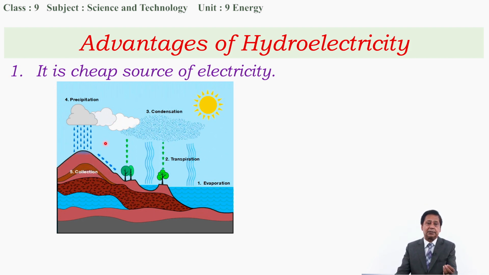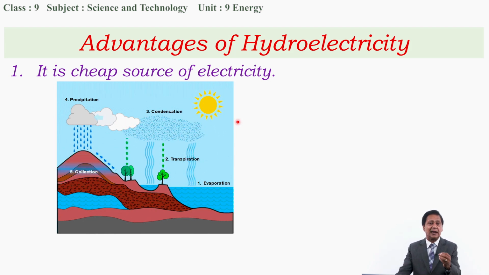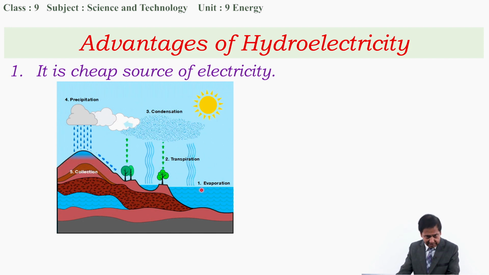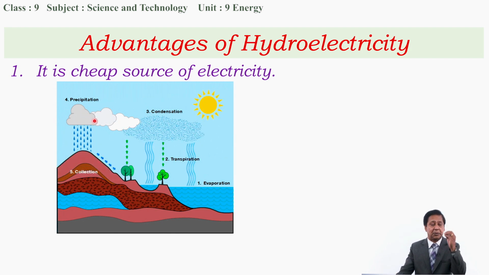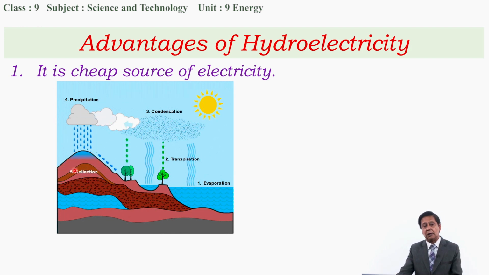It means water is collected in the dam by the water cycle. And the water cycle is conducted by the sun. Because of solar heat energy, water evaporates and goes to the sky and forms cloud. And when this cloud reaches the cold places, then precipitation occurs. Because of this precipitation, rainfall occurs.